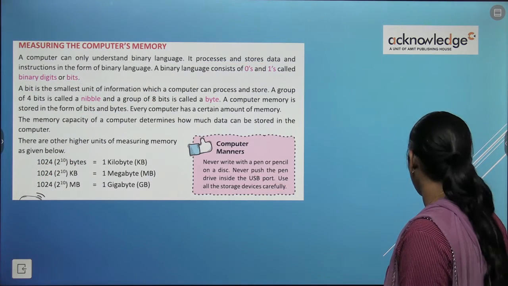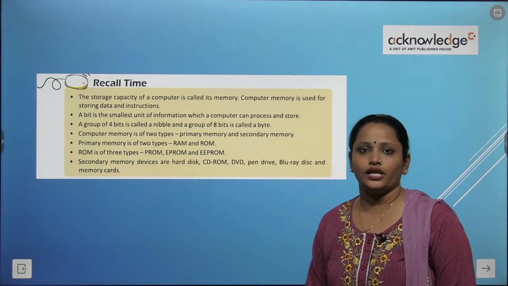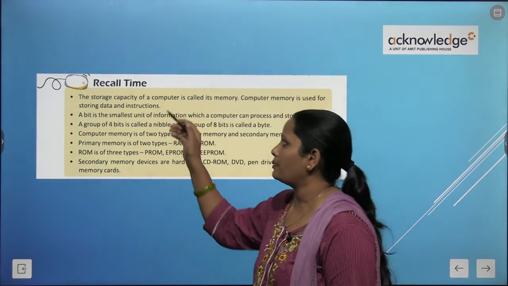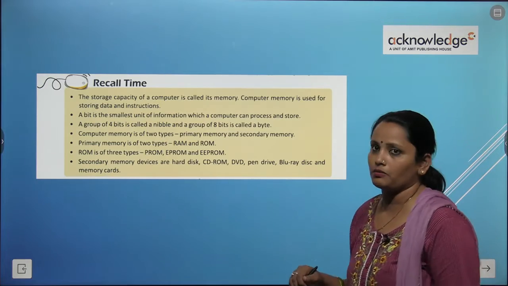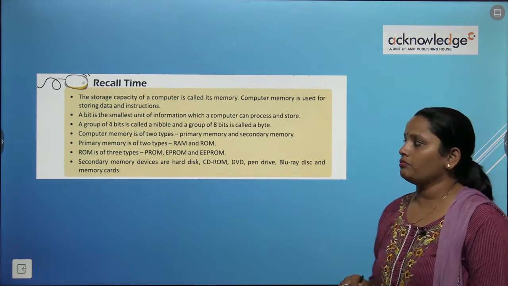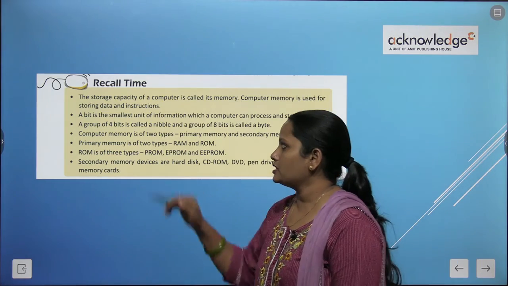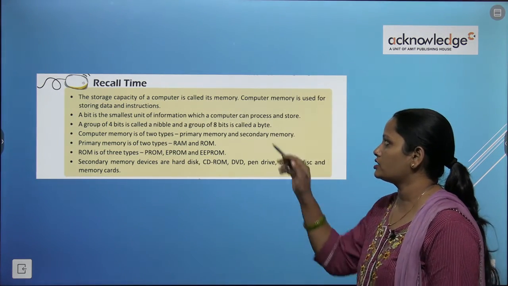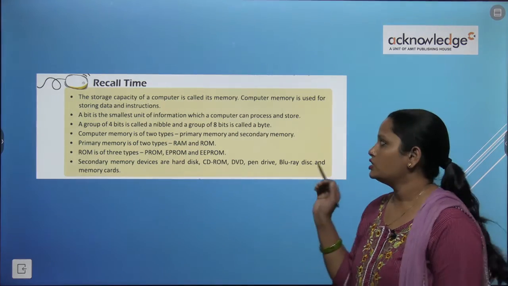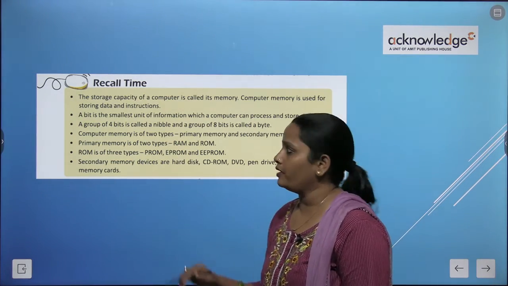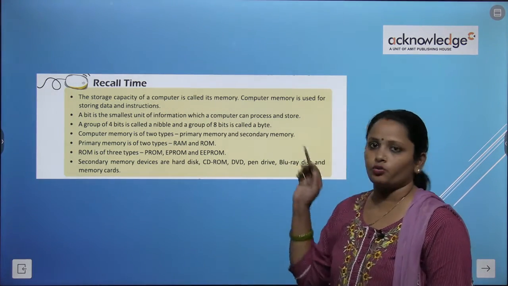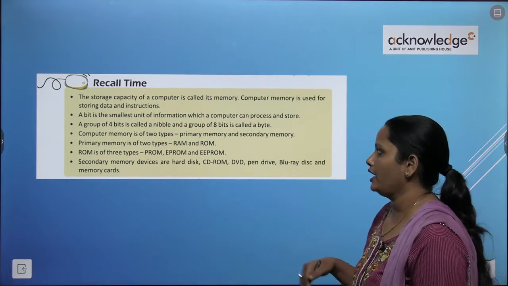So these were our computer manners, children. Now let's quickly come to the recall time. The storage capacity of a computer is called its memory. And the computer memory is used for storing data and instructions. A bit is the smallest unit of information which a computer can process and store. A group of 4 bits is called a nibble and a group of 8 bits is called a byte.